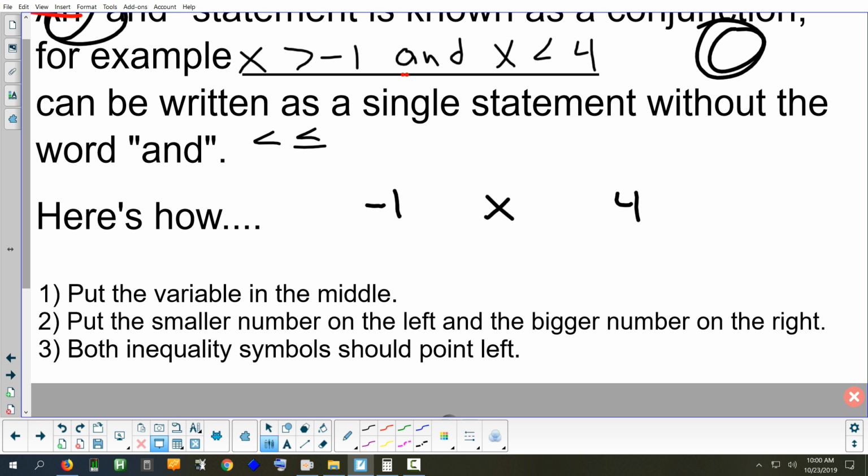So look at the symbol between the x and the -1. Does it have the little line under it? No. So when it points to the left, don't put the little line under it. How about the symbol between the x and the 4? No, it doesn't. That doesn't have the little line under it. So we don't put the little line under it.